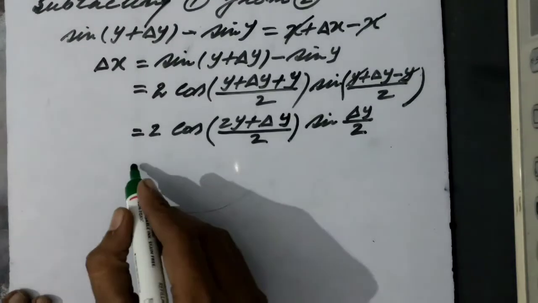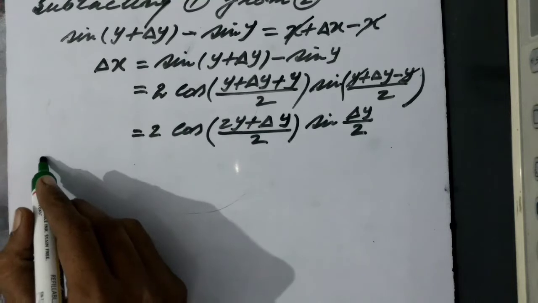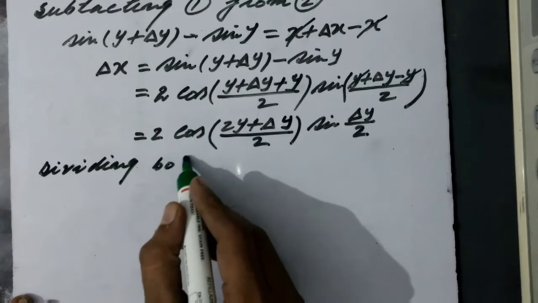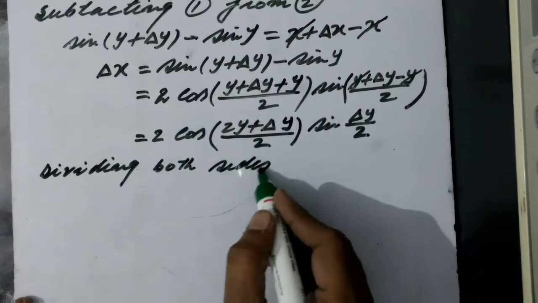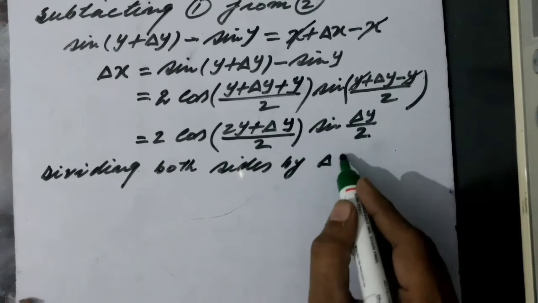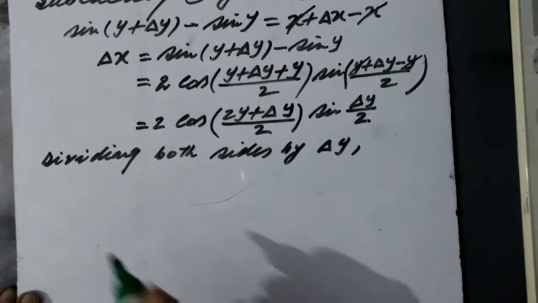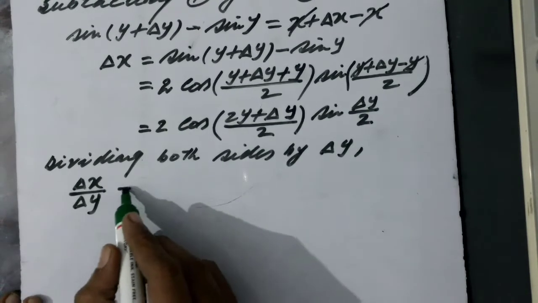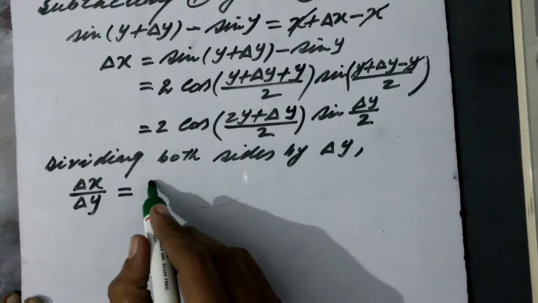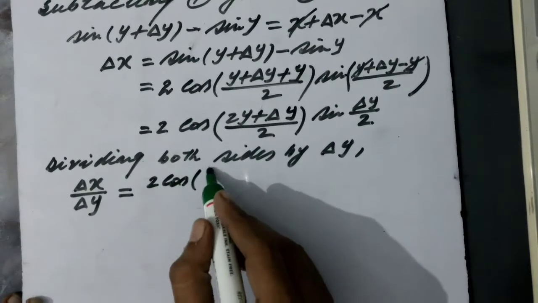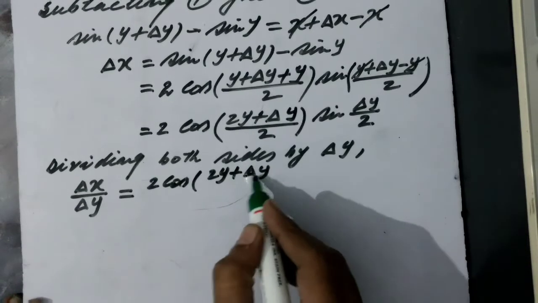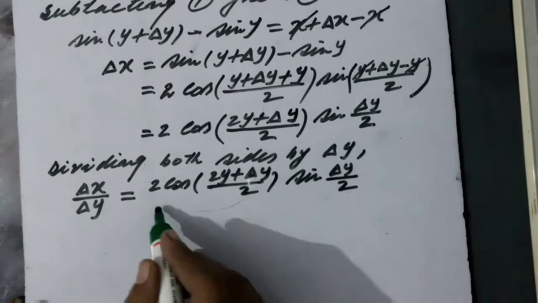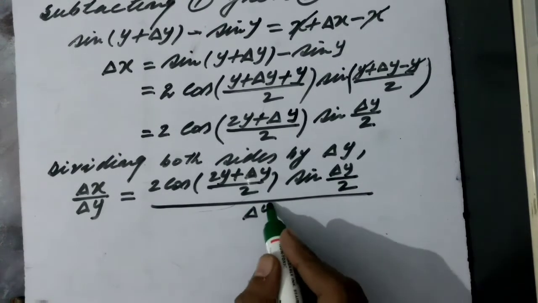Now dividing both sides by delta y, we get delta x upon delta y is equal to 2 cos of 2y plus delta y upon 2 into sine delta y upon 2 divided by delta y.